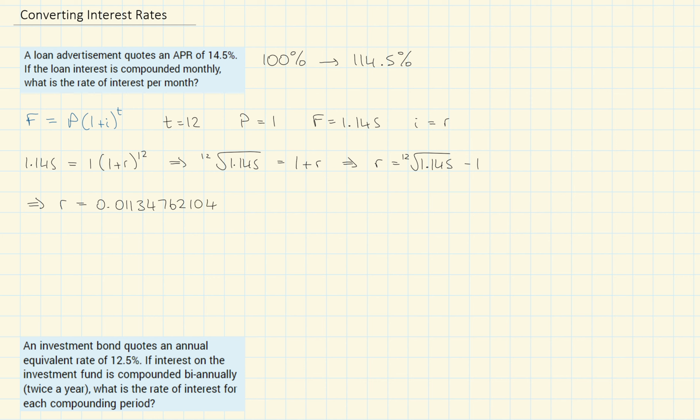And then if we want it as a percentage, you multiply by 100 over 1. So our monthly interest rate equals 1.13%.